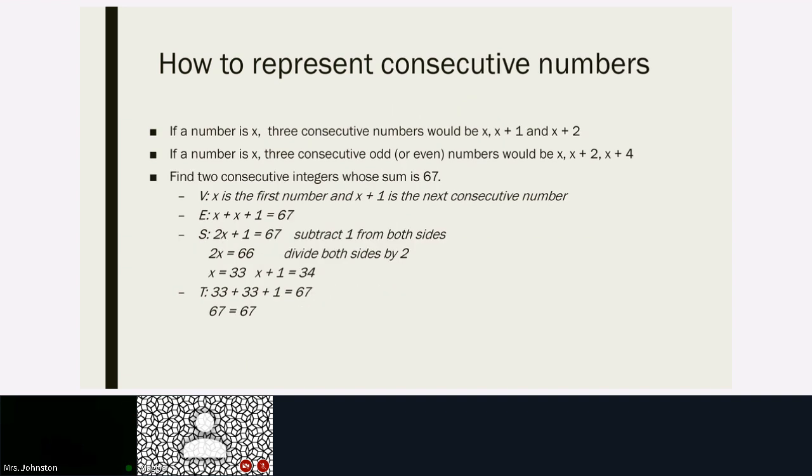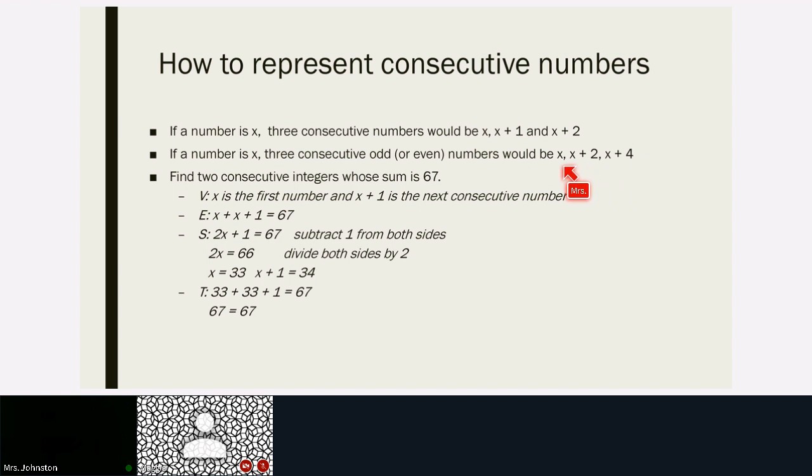Now, another thing you're often asked to represent are consecutive numbers, or consecutive odd numbers, or consecutive even numbers. So remember, if your first number, the lowest one, is represented by a variable, say x, then the three consecutive numbers would be x, the first one, x plus 1 for the second one, and x plus 2. So if your first number is 4, the next one would be 5, the next one would be 6. So if a number is x, three consecutive odd or even numbers would be x, x plus 2, and x plus 4.